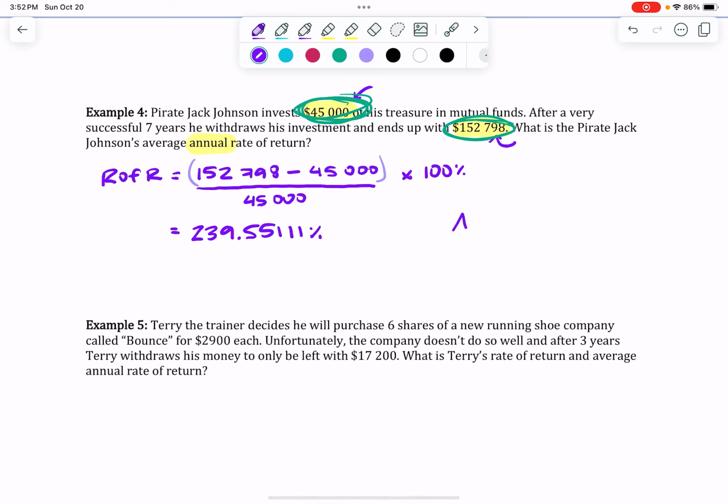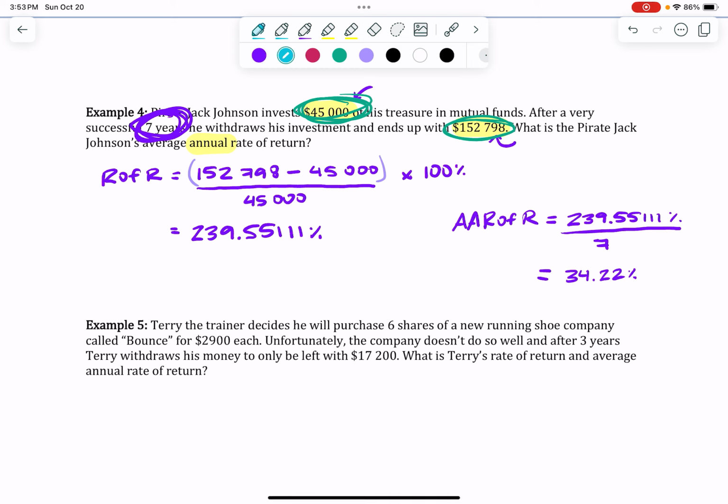I want my average annual rate of return, which we shorthand by AARR. And I simply take that number and I divide it by my number of years. And that was 7. This is, in fact, my final answer. So I am rounding that final answer to 2 decimal places.